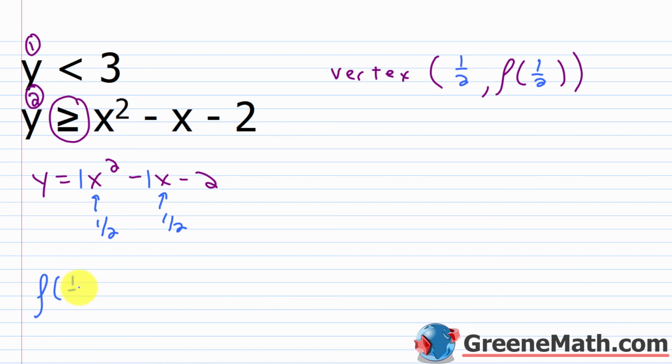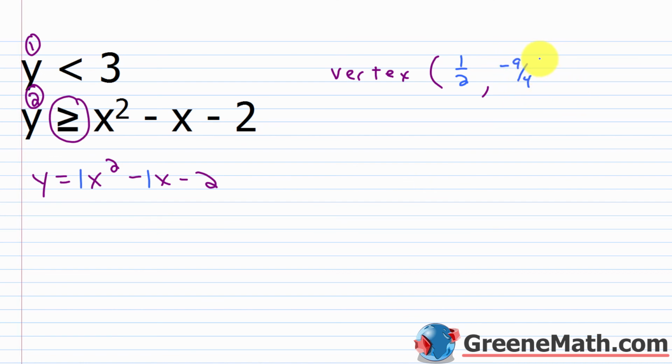So f of 1/2 is equal to, you'd have 1/2 squared, which would be 1/4. Then minus 1 times 1/2 is 1/2. Let's get a common denominator. Multiply this by 2 over 2. You'd have 2/4 there. Then minus 2, I can multiply 2 by 4 over 4. That would be minus 8/4. So 1 minus 2 is negative 1. Negative 1 minus 8 is negative 9. So this would be negative 9/4. So this right here is negative 9/4.